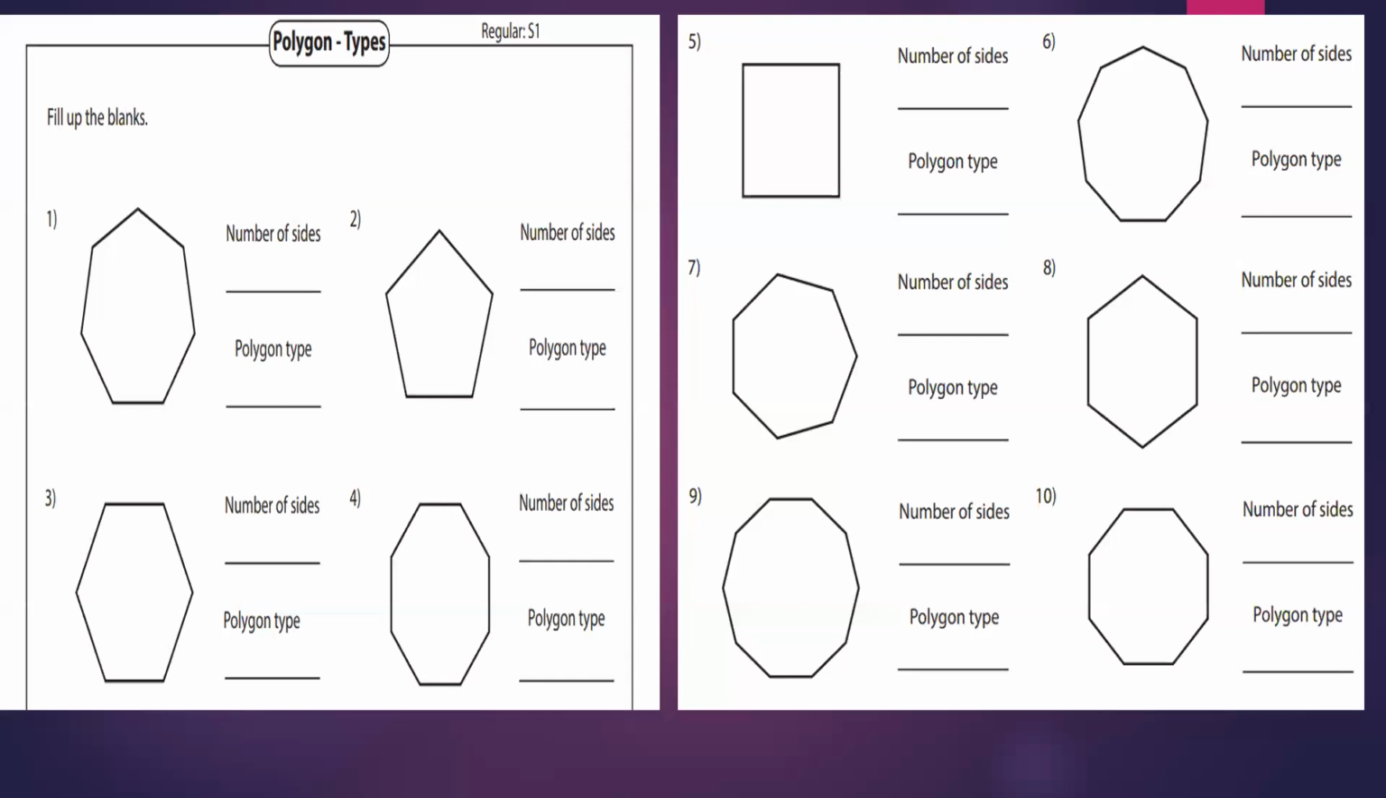What do you mean by polygon type? Polygon types. So the different types. We just talked about the different types. So I want you to give me the different types. Which type is it? That's what I mean by the type. Come on, we literally just did this.